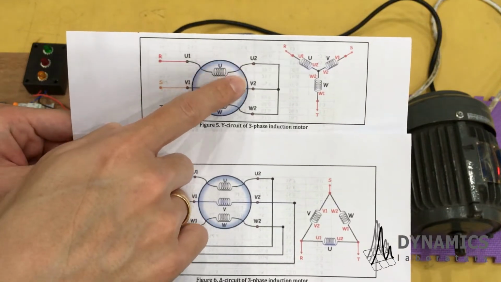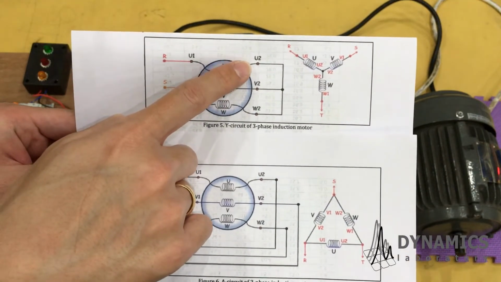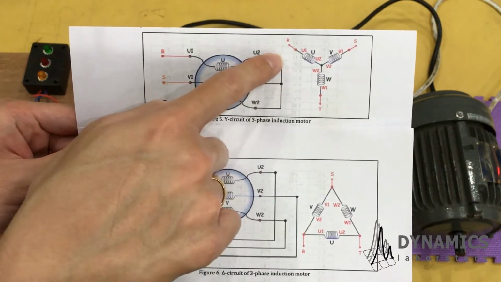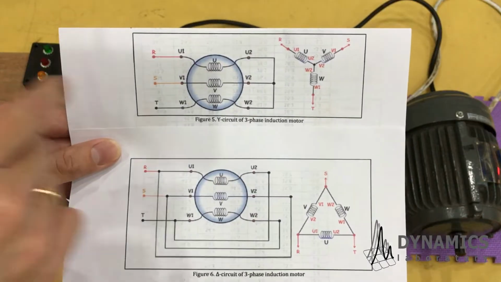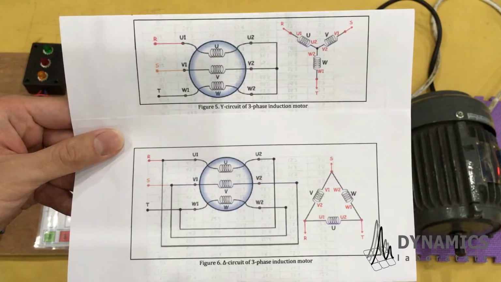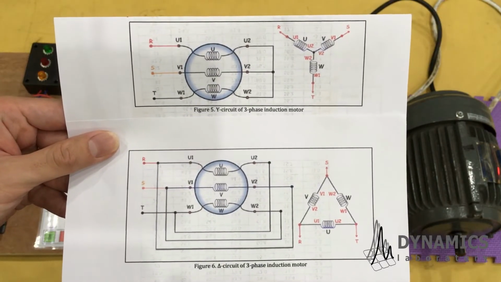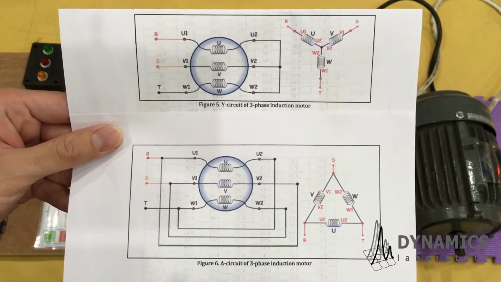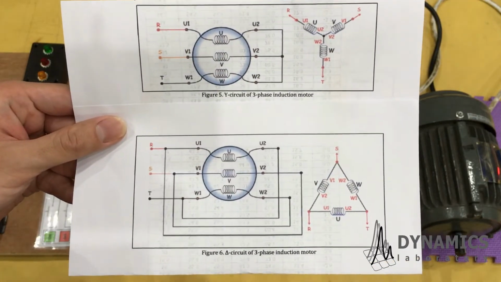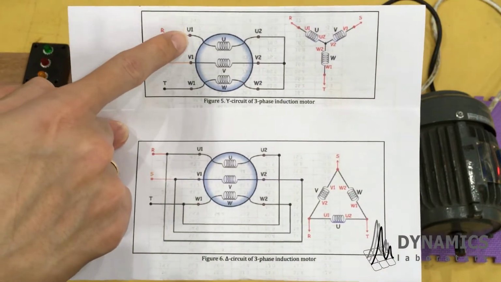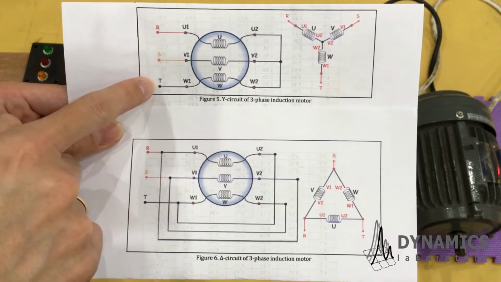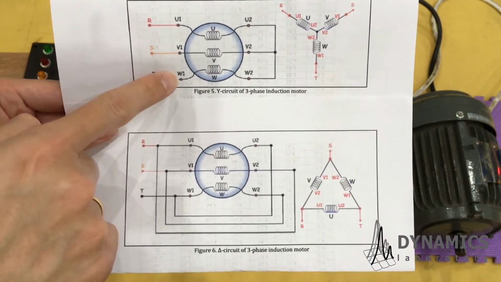And the other coil ends, U2, V2, and W2, are connected to each other. You just jumper the second coil ends. Finish. So the important thing is you connect each other on the second coil ends, and the first coil ends get different voltage lines, R, S, and T: U1, V1, and W1.